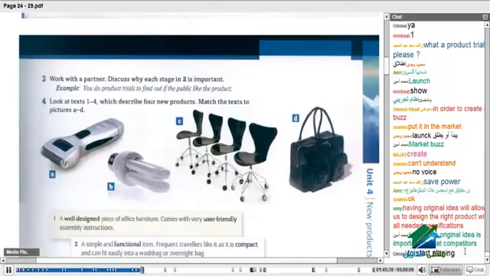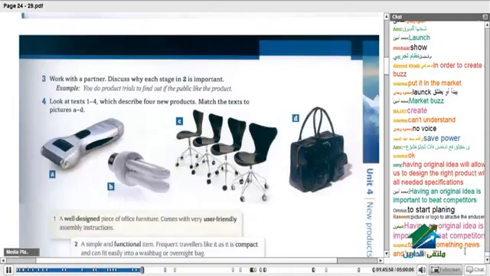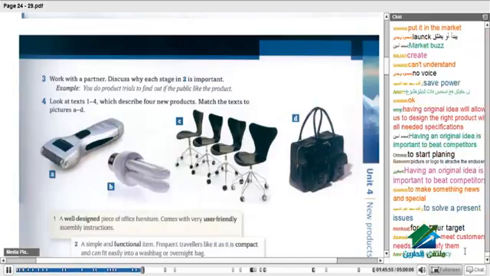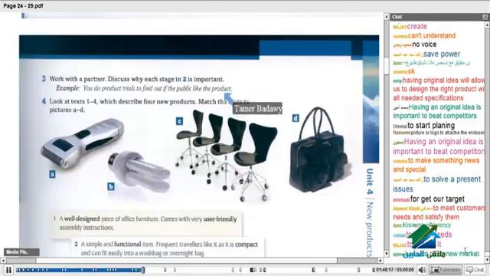Good answer, Muhammad Amin. Amy is saying it will allow us to design the right product. Having an original idea is important to beat competitors. Shaykhun says it will allow us to make something new and special. Good answer, Shaykhun. To solve present issues. This is amazing. To meet customers' needs. Good answer. And satisfy them very well. Yes. Needs of life.